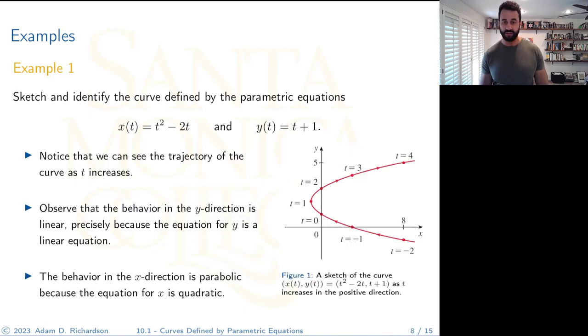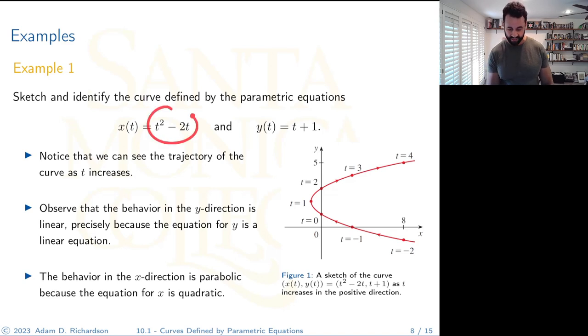All right. Now, some other things to notice. I mentioned the first bit over here already, the first bullet point. We can see the trajectory of the curve as t increases, which is nice, right? We can also observe this, and this is where there's a bit of intuition involved, and you'll expound upon this in Calc 3. The behavior in the y direction is linear. It's given by a linear function. T plus 1 is just a linear function. It's a line. And that's why the behavior in the y direction is just linear in nature. There's no weird ups and downs. There's no reversing or anything like that. It's literally just proceeding linearly, right?